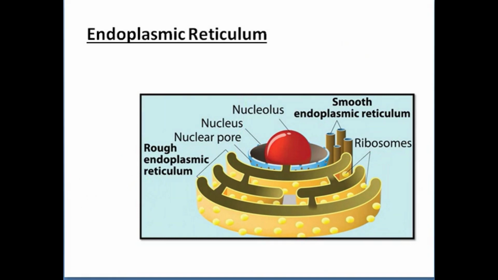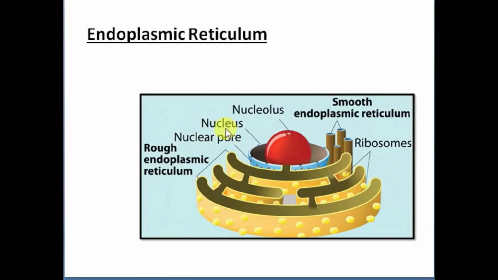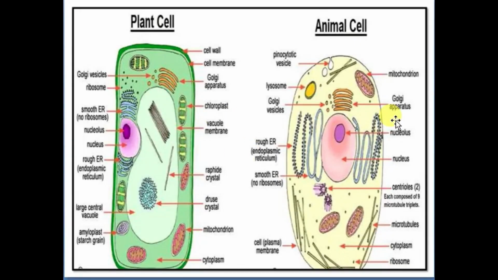Now next we have plastids. We'll first locate this in the plant and animal cell. In the plant cell we have chloroplast present, but in the animal cell we don't have chloroplast. We'll study plastids and chloroplast.